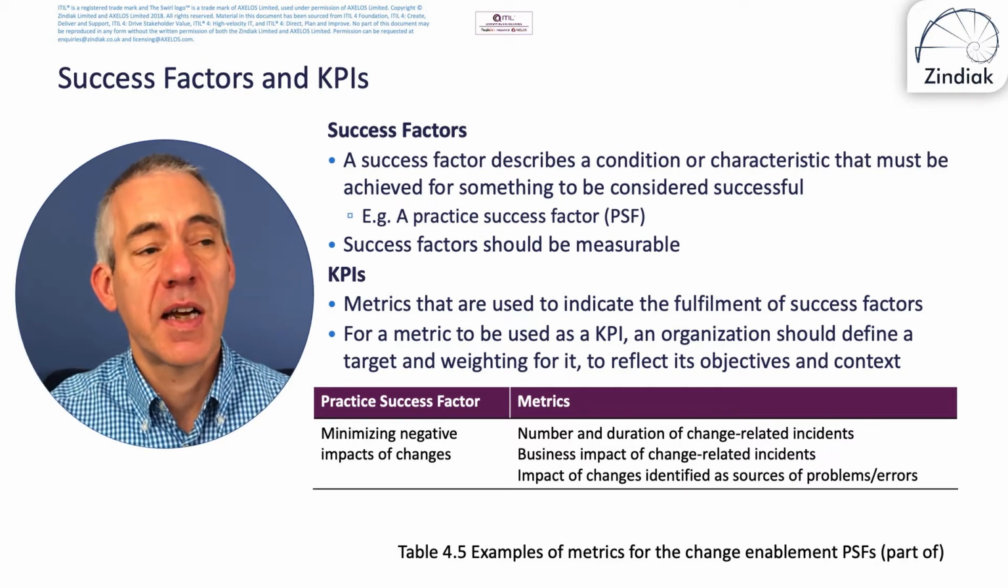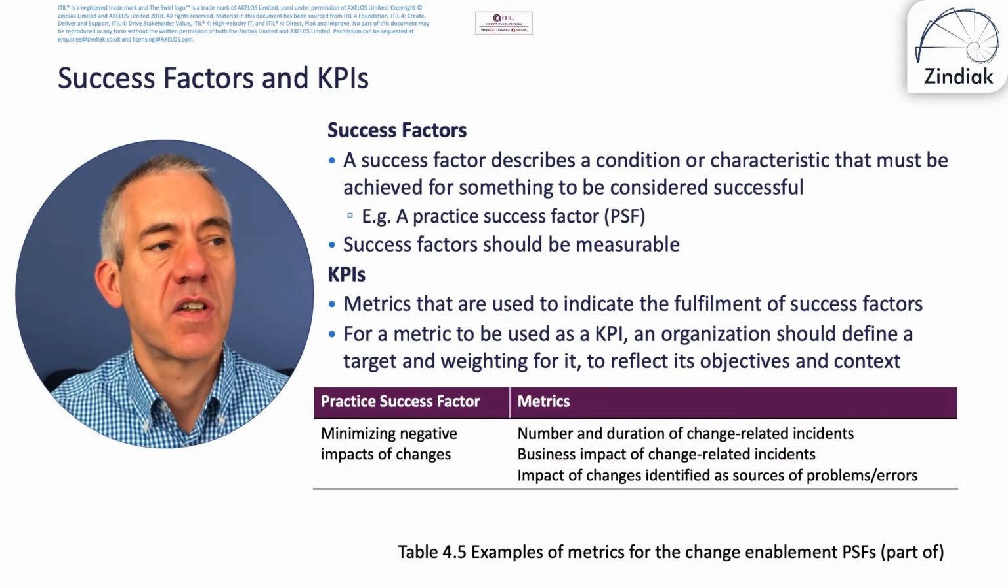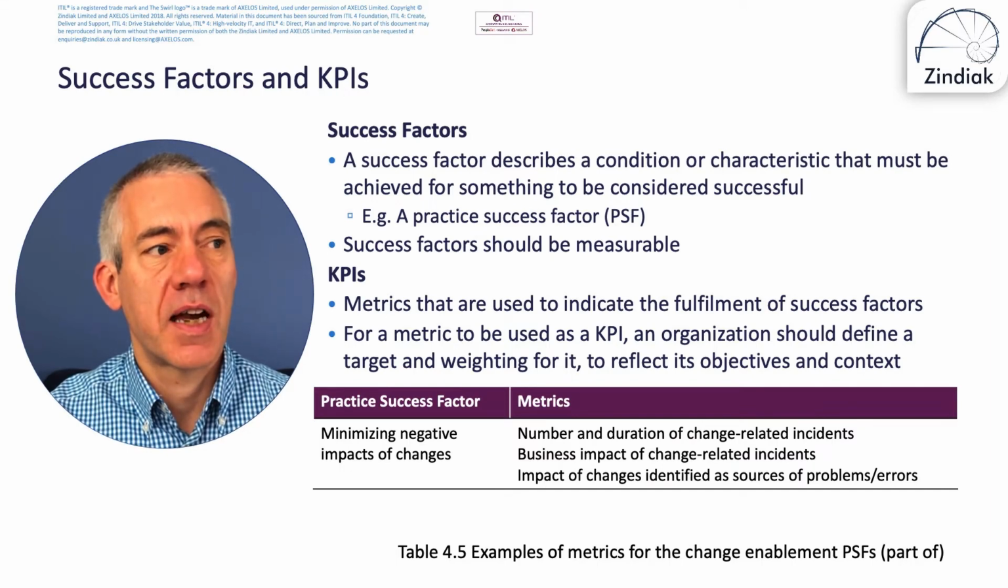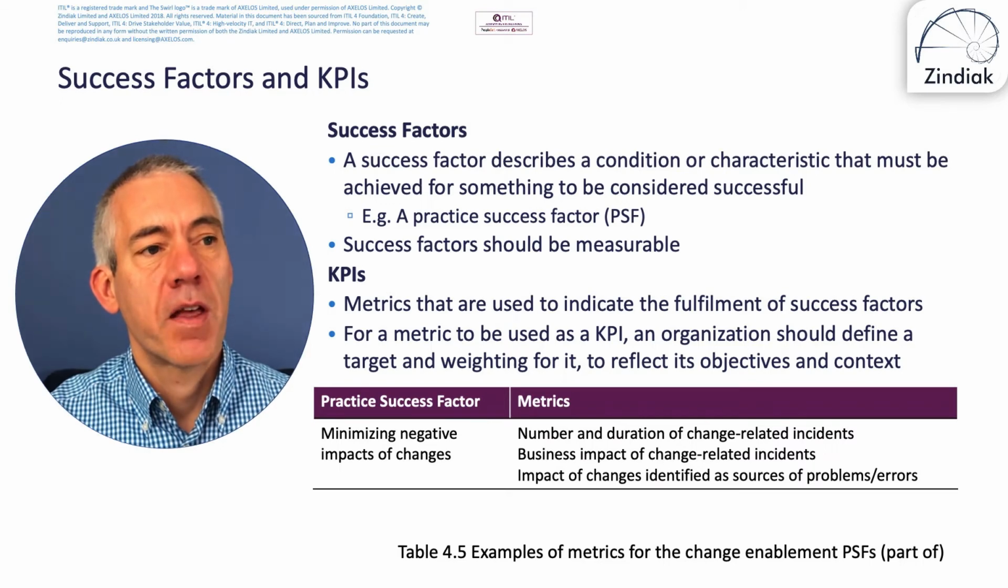Key performance indicators are metrics that are used to indicate the fulfillment of a success factor. So they must be linked to a success factor. We typically define the success factor first, then define the key performance indicators. For a metric to be used as a key performance indicator, an organization should define a target and a weighting for it to reflect its objectives and context.